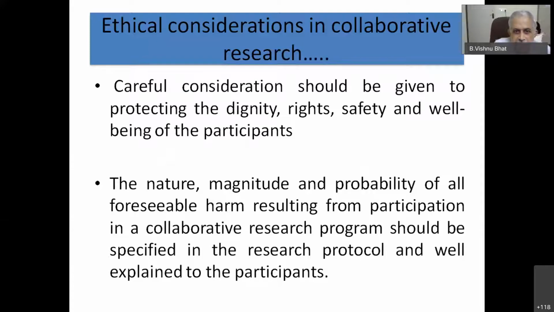Careful consideration should be given to protect the dignity, rights, safety, and well-being of the participant. That's very, very important. The institute and the ethics committee have the responsibility that the participants and patients are not put into any risk or problem. The nature, magnitude, and probability of foreseeable harm resulting from participation in a collaborative research should be specified and discussed with the participant. The participant should agree: these are the risks, are you agreeing or not?